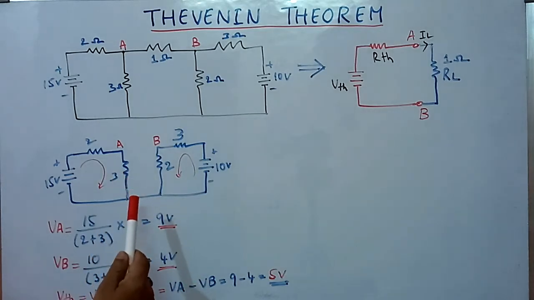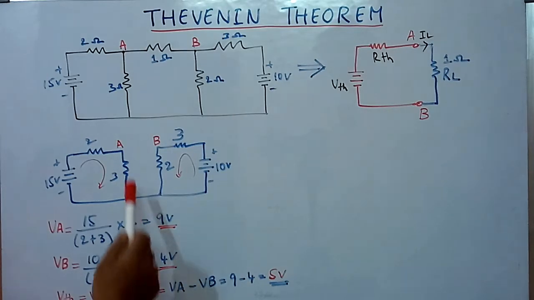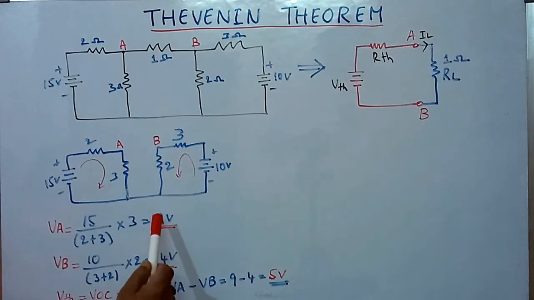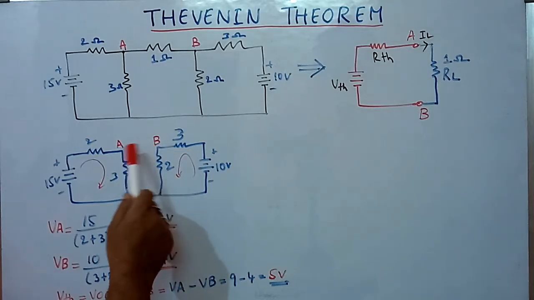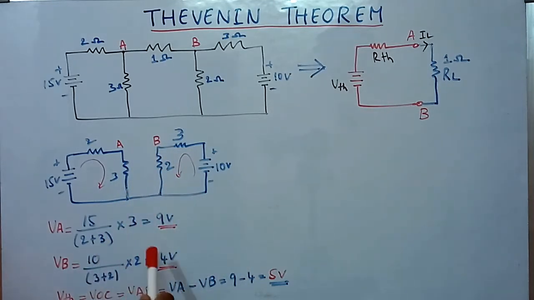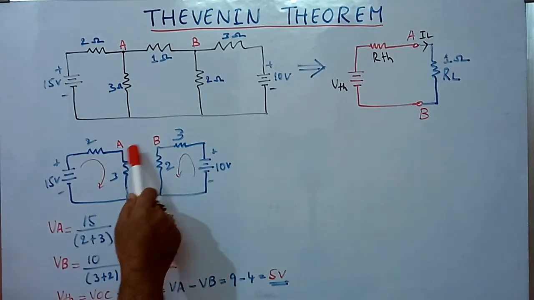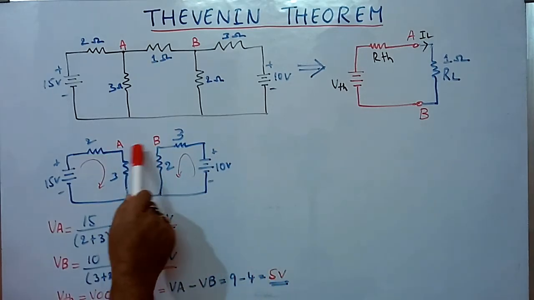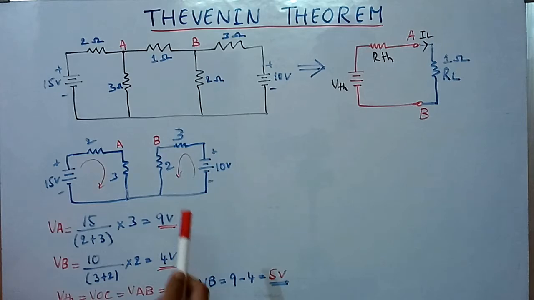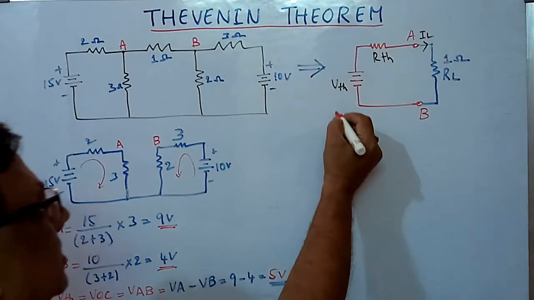Now VThevenin is VOC, that is VAB, voltage across terminal AB. We have now found VA as 9 volts and VB as 4 volt. The difference of the voltage is nothing but the Thevenin's voltage. So VA minus VB, that is 9 minus 4, 5 volt is the VOC, open circuit voltage or Thevenin's voltage across the terminals A and B. Now the other step would be to find out the R Thevenin. So here V Thevenin is 5 volts.